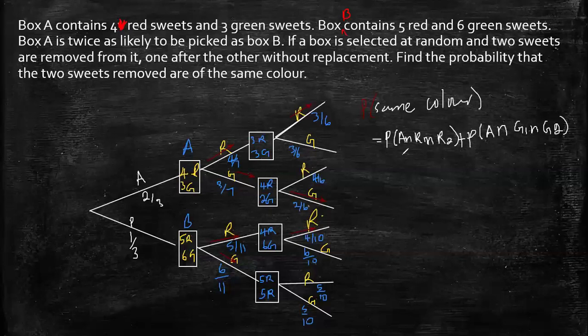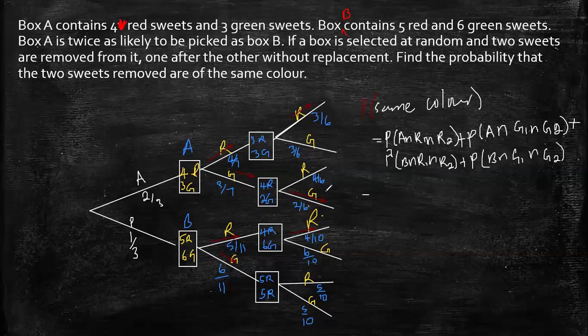Then we add, when we are picking from bag B, probability B intersection R1, R2. Then we add B intersection green 1 intersection green 2.